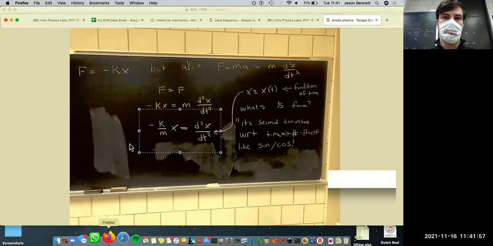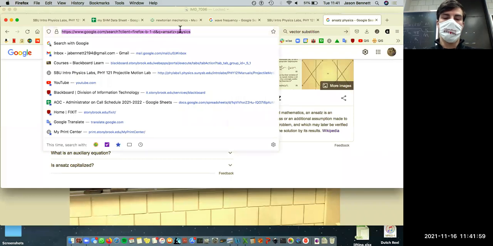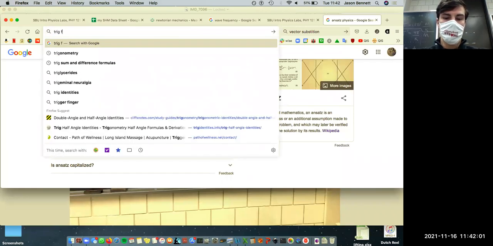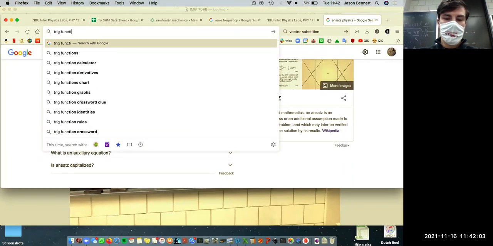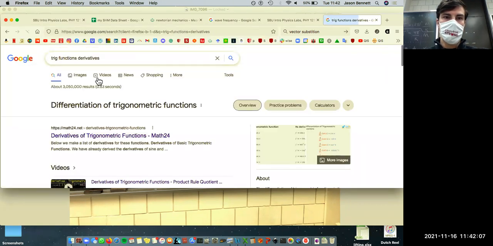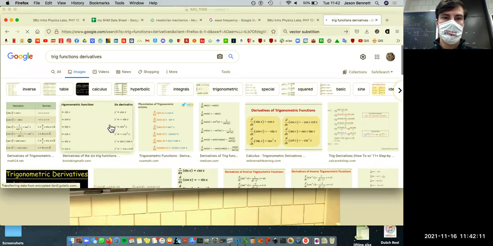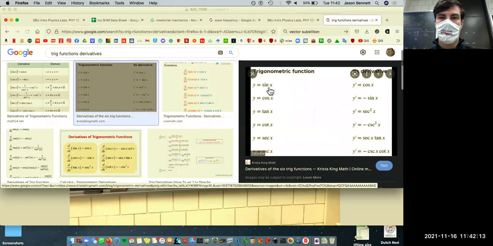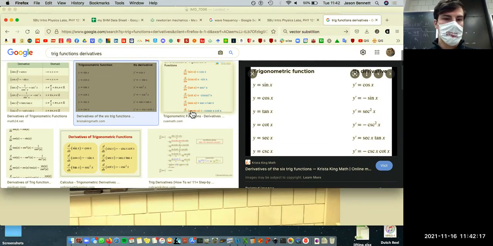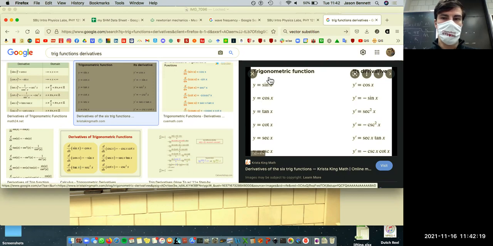So if I look at what types of functions I know, trig functions are one of them. And if I remember the property of trig functions and their derivatives, I know that, let's just say that this is kind of a tough one because the x is annoying.